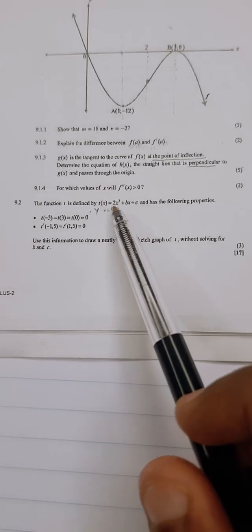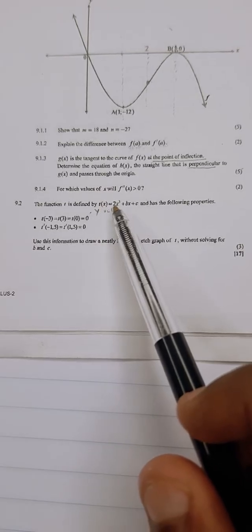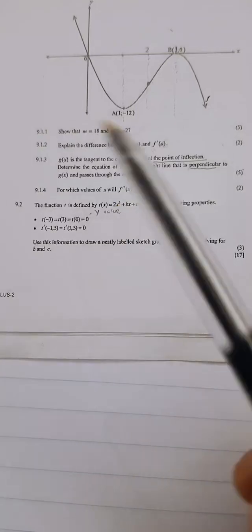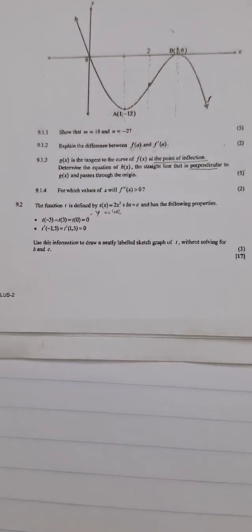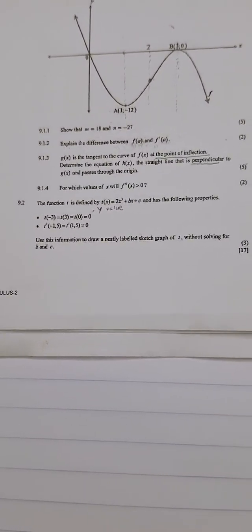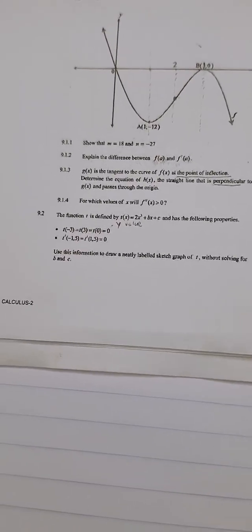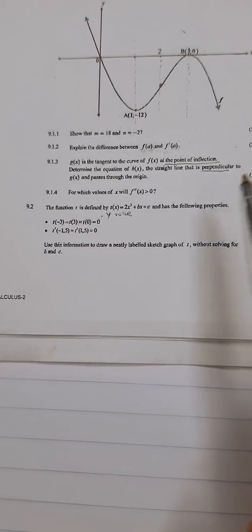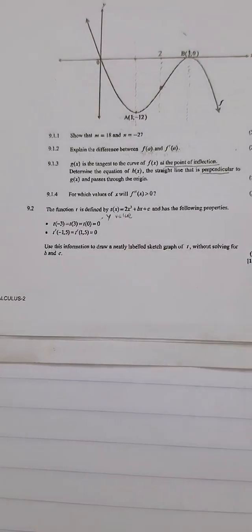Do you see t of x? See the value of a? The value of a is 2. This is the other interesting thing. The value of a, the coefficient of x cubed, is 2, and 2 is positive.